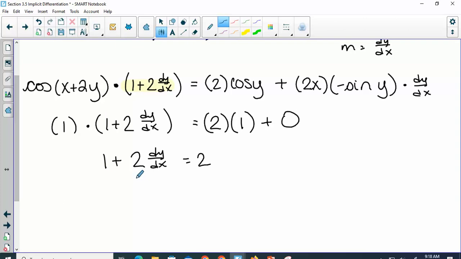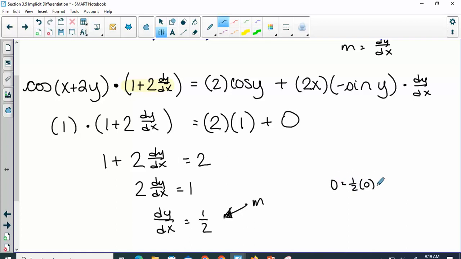So if I want to get dy dx by itself, we can subtract our 1, divide by 2. This doesn't mean that my derivative is always 1/2. It means at the point when we're at 0, 0, the derivative is 1/2. So this is our slope. Again, the y equals mx plus b. So we get a y-intercept of 0. So the equation of the tangent line is 1/2 x.